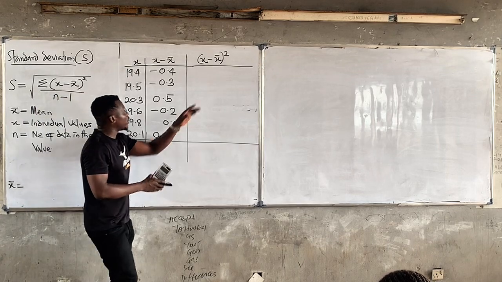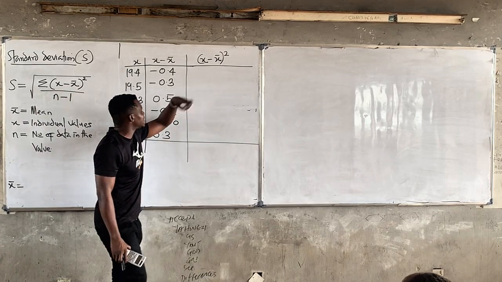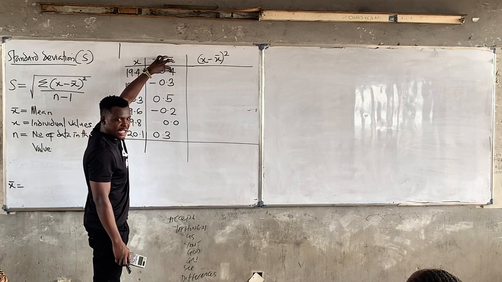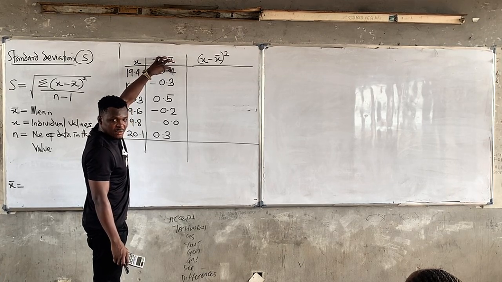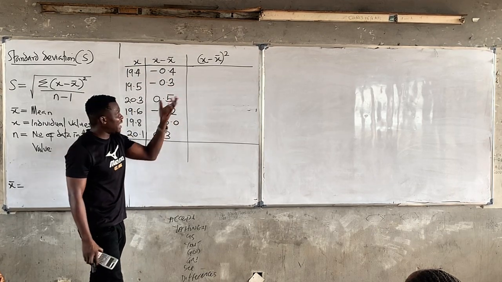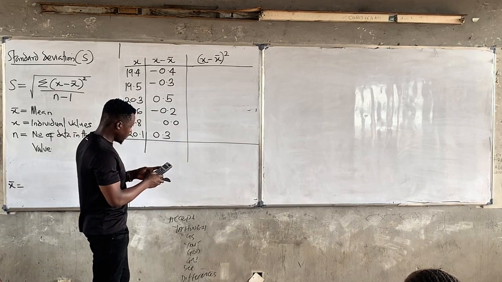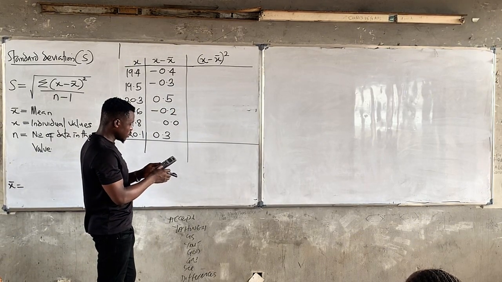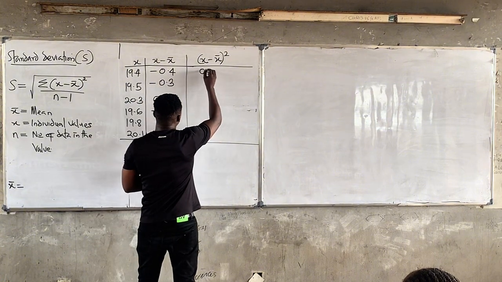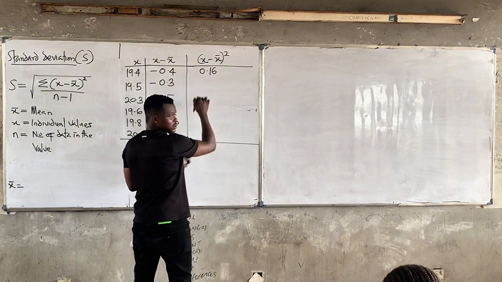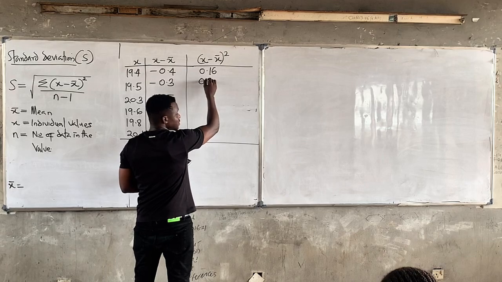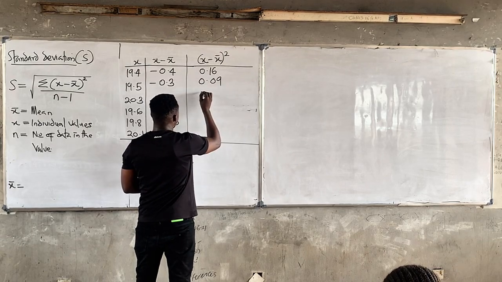So how are we going to get this? Please look up. What we are simply going to do is square these values. Ignore the minus because minus times minus is always plus. So square this: 0.4 squared gives us 0.16. This one is what? 0.09.